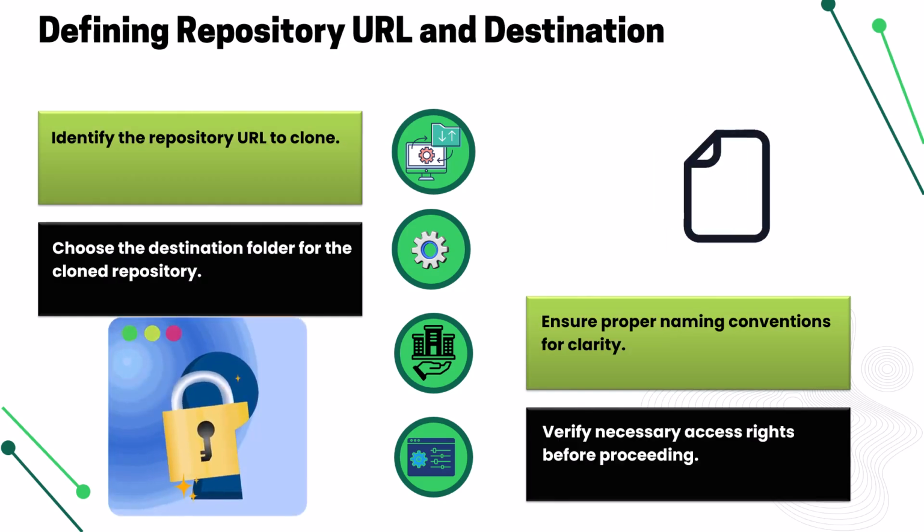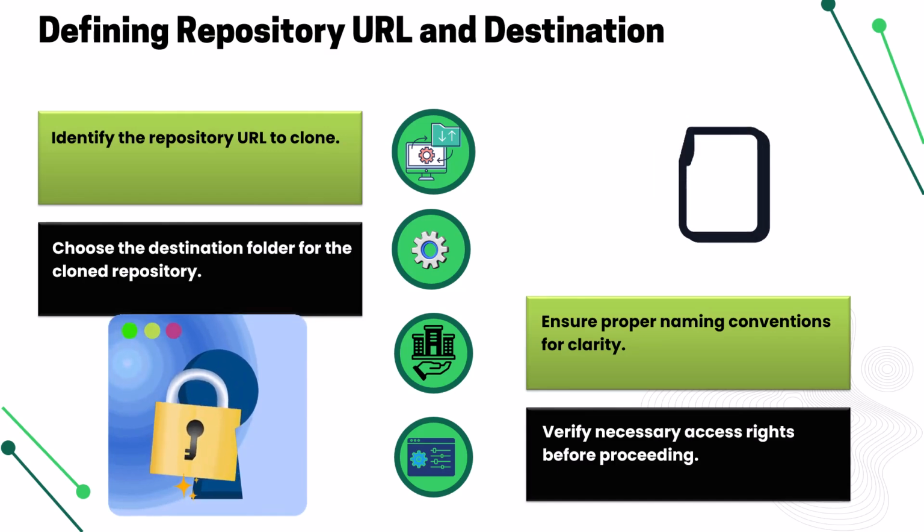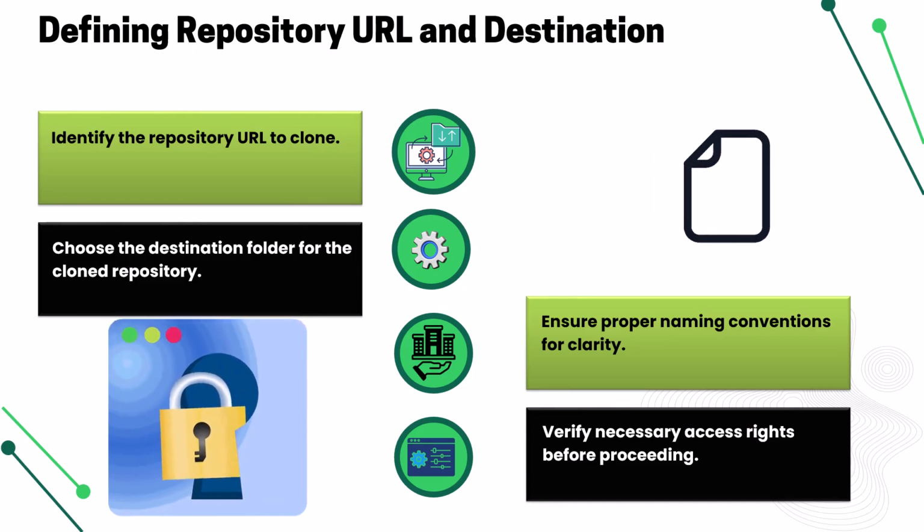Before we dive in, let's set the foundation right. First, we need the correct repository URL. No typos here. Next, where should we clone it? A well-structured folder saves us headaches later. Naming matters, folks. It's the difference between organized genius and where did I put that mess. And of course, access rights. Let's not find out too late that we don't have permission.